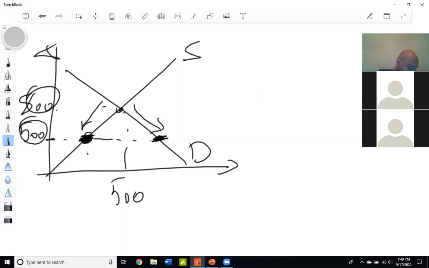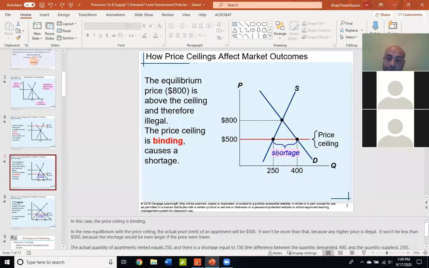What happens is there is a gap between supply and demand. There is a lot of demand and too little supply. These cannot meet each other. We call this a shortage.